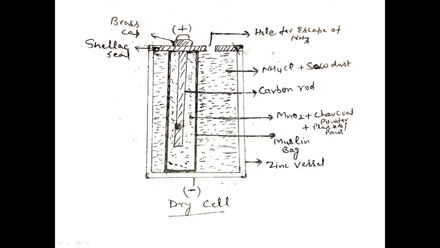At the top of carbon rod there is a brass cap for good conductivity, and the other end, this one, is the zinc vessel which acts as the negative electrode. Positive electrode here is carbon rod, this one, and negative electrode is the zinc vessel itself. This is the small hole through which the ammonia gas formed during the reaction escapes out.